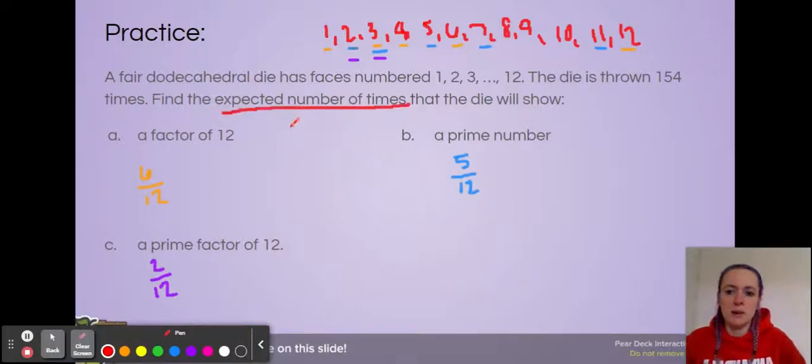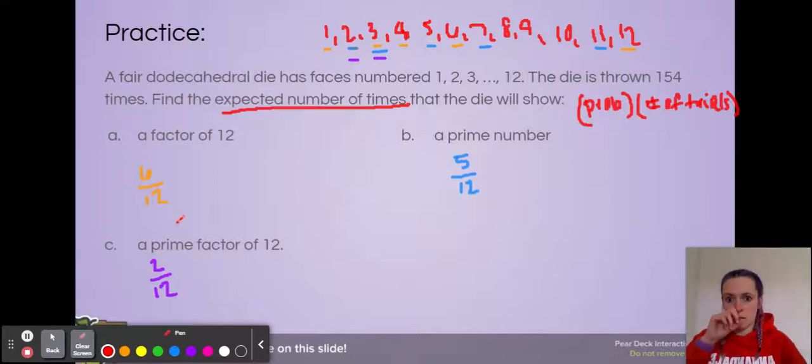When you're finding the expected number of times that a die will show whichever question you're looking at, you're taking the probability, multiplying it by the number of trials. So what I've done for all 3 of them for now is just listed out what the probability is. If I'm looking at a factor of 12, that means I'm looking at 1, 2, 3, 4, 6, and 12. So that's 6 different times out of my 12 numbers that I'll get a factor of 12.